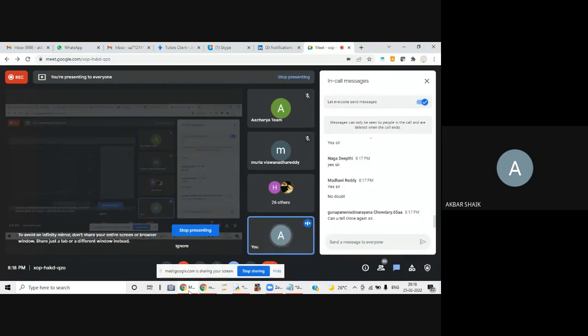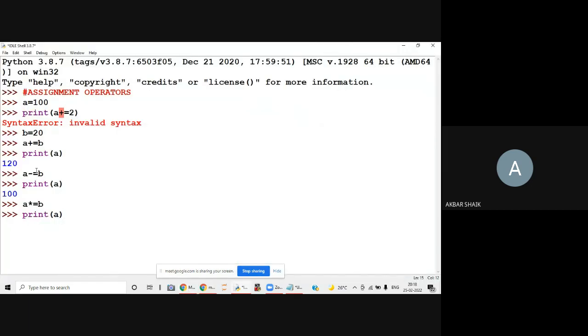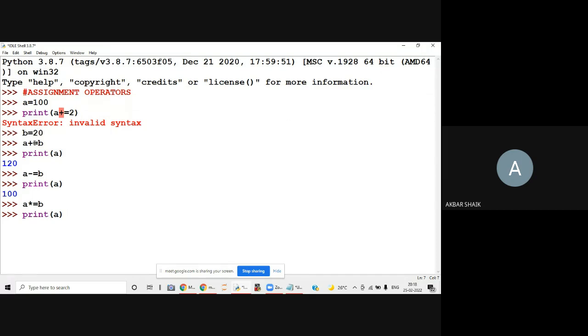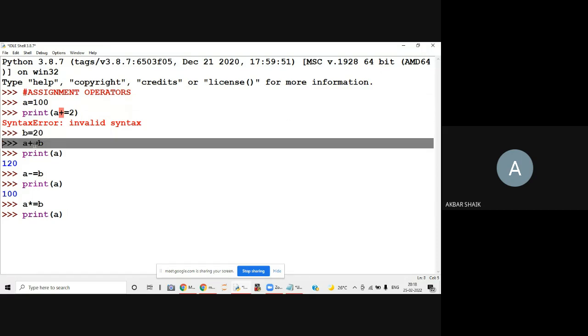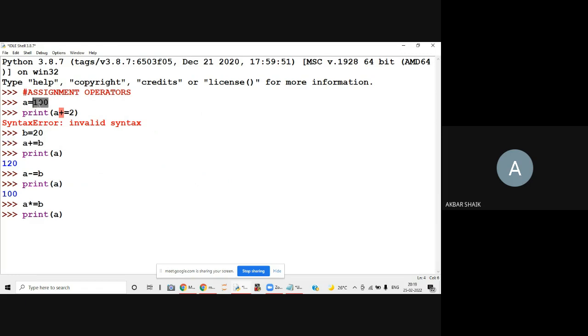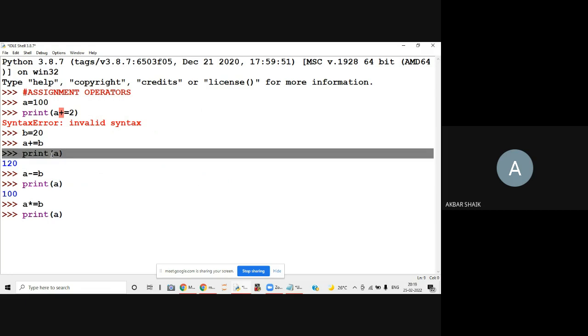Okay, Adinarayan Chaudhary, okay, 1 minute. Actually, what we are doing is, first I am taking A value 100, B value 20. A plus equals to B means A is equals to A plus B. First addition will be done, then assignment will be done. First we are adding these two, then we are assigning to A. So A is equals to 100 plus 20. A value becomes 120. That is what we got here.